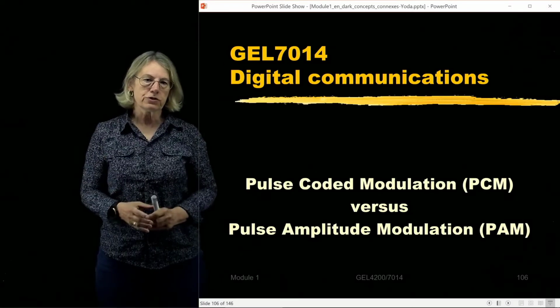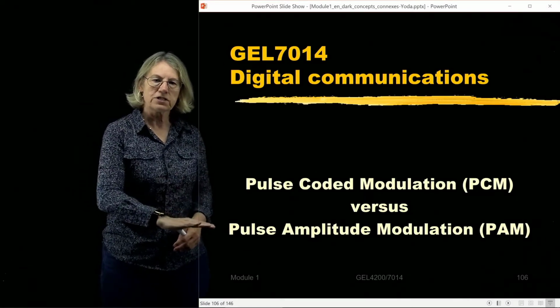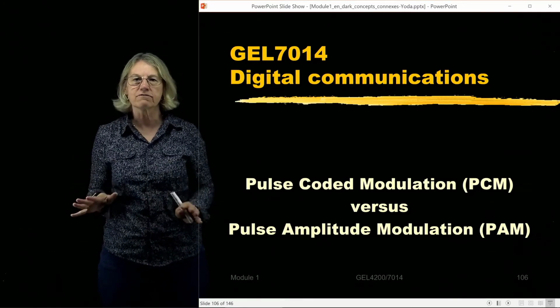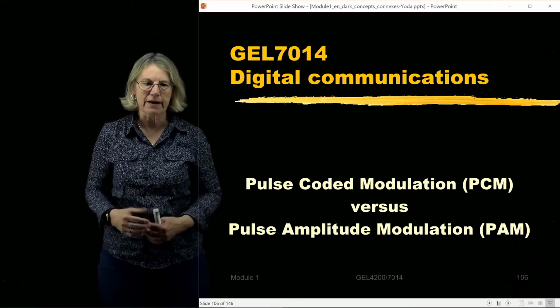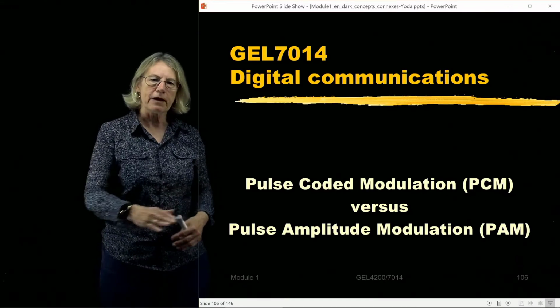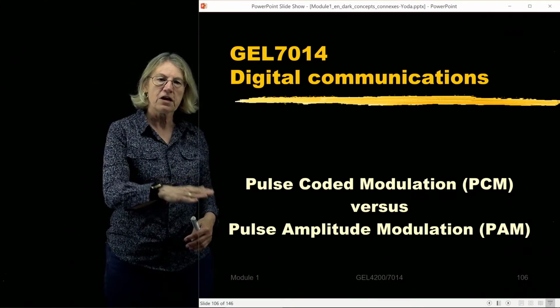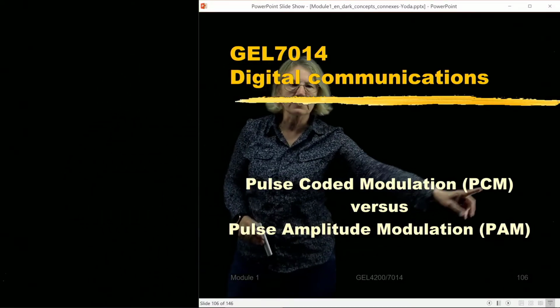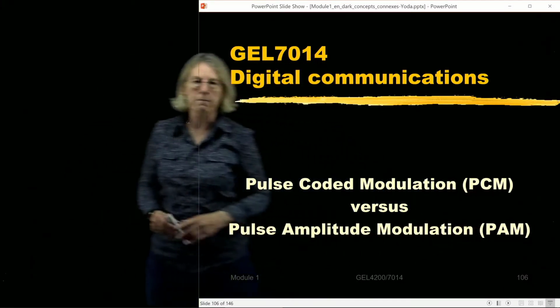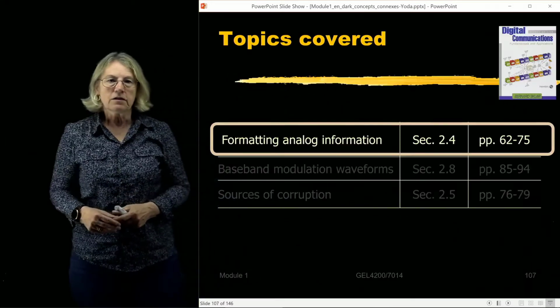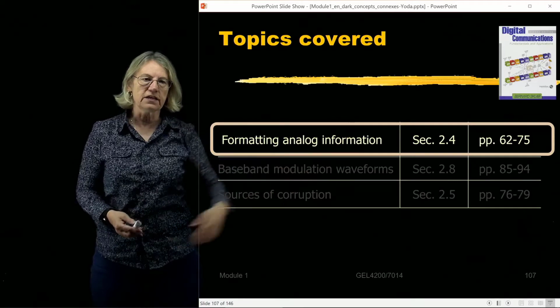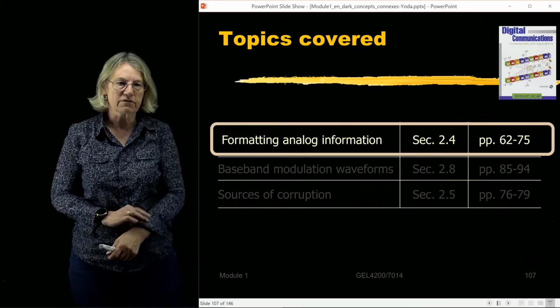I'd like to introduce you to two ideas about how we can transmit digital information, the very basic first concepts that we'll be seeing in much greater depth. So I'm going to be talking to you about pulse-coded modulation versus pulse amplitude modulation, which are known by the common acronyms of PCM and PAM. This information is covered in section 2.4 of the textbook for the course from Scholar.